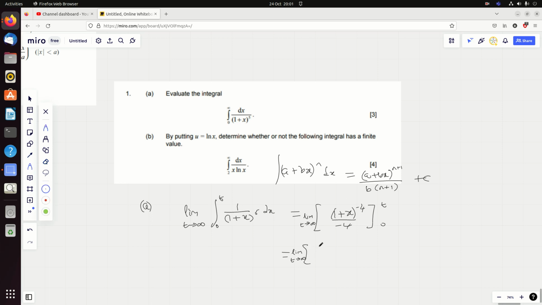Okay, so what do we got here? We've got 1 over -4 times 1 plus x, or 1 plus t if I plug in the t now, minus 1 over -4 times 1 plus 0. Now, we'll plug both of them in. As t tends to infinity, this first term is going to tend to 0. You're allowed to use the fact that 1 divided by infinity is 0. So what we've really got here is minus a quarter, which equals a quarter.